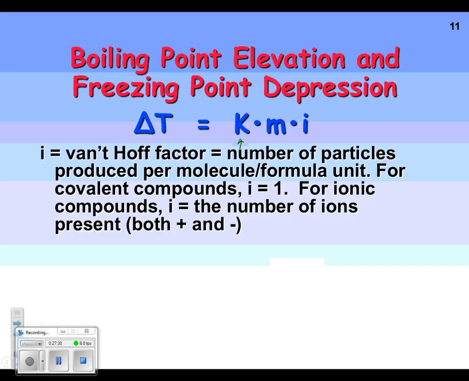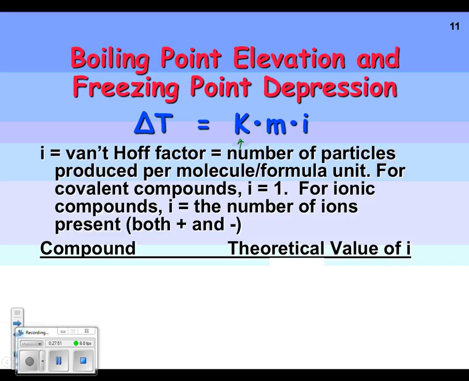So for ionic compounds and polar covalent compounds, we need to say, how many ions will this break down into? And I have to remember my polyatomic ions hang together. So like PO4, phosphate, hangs together. It doesn't break down into phosphorus and oxygen. It still hangs together.